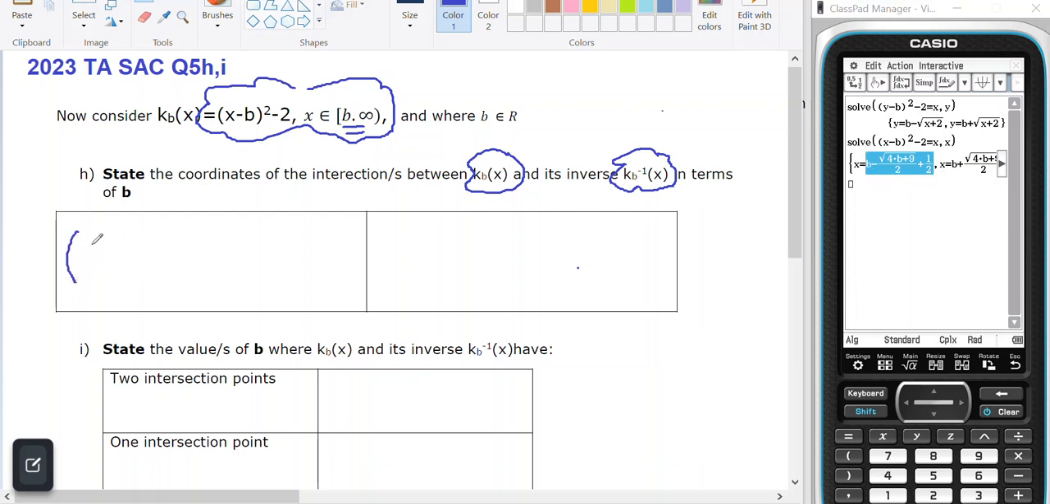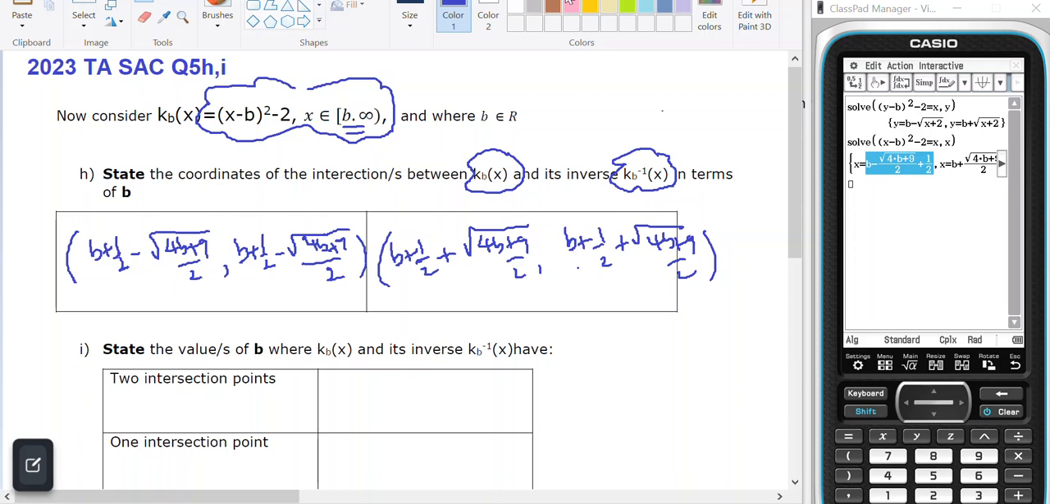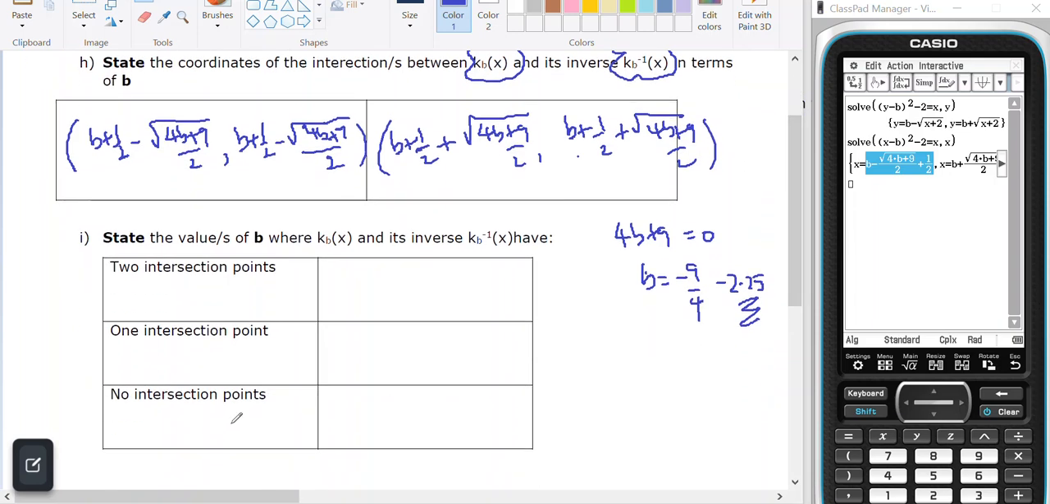So I get x equaling b plus a half minus the square root of 4b plus 9 on 2, continuing to give us our complete set. You'll notice that in each of these we have a discriminant that is 4b plus 9. And when I set that equal to 0, I get b equaling negative 9 on 4 or negative 2.25. So that's an important point, because when b is equal to negative 2.25, we get the border between these answers.